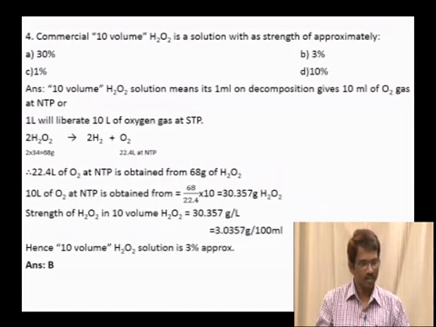The strength of hydrogen peroxide in 10 volume H2O2 solution is 30.357 gram per liter, which is equal to 3.057 gram per 100 ml, and therefore the 10 volume hydrogen peroxide is approximately 3% solution of H2O2. The correct option becomes option B.